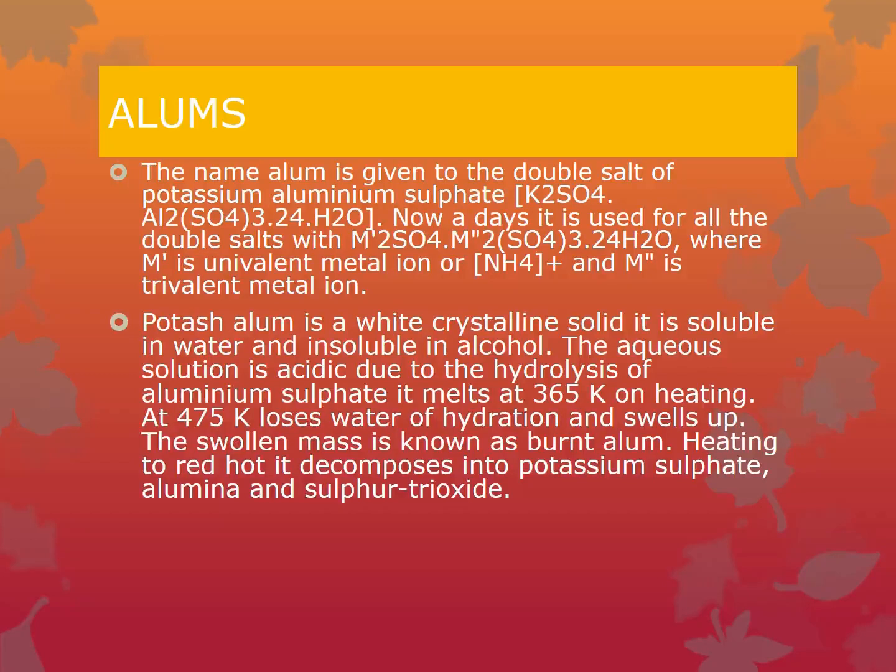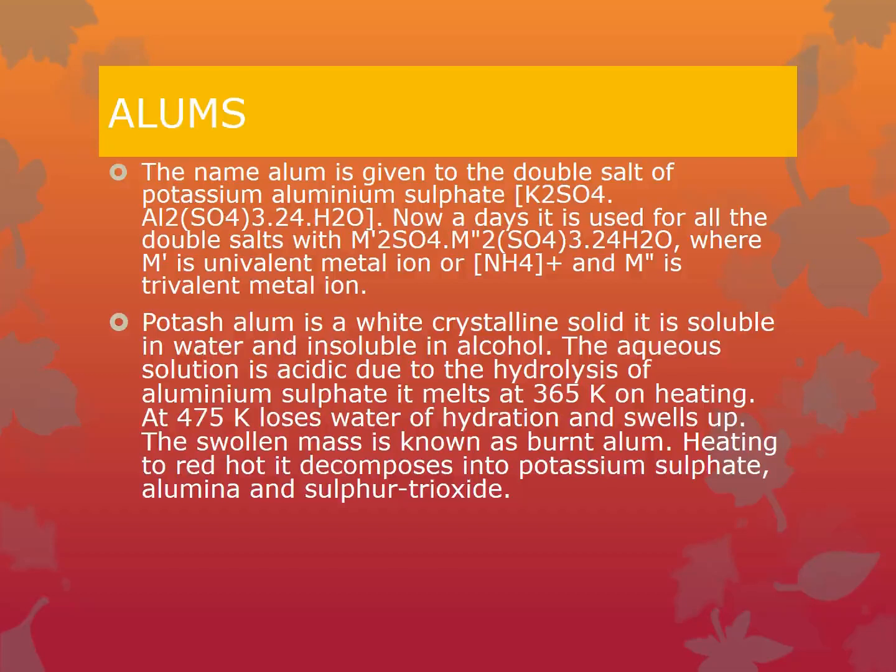Now let me tell the preparation. Alunite, the alum stone, is the naturally occurring form and it is K2SO4, Al2(SO4)3, 4Al(OH)3. When alum stone is treated with excess sulfuric acid and excess aluminium hydroxide, it is converted to potash alum. The properties of potash alum: it is a white crystalline solid, soluble in water and insoluble in alcohol. The aqueous solution is acidic due to the hydrolysis of aluminium sulfate.